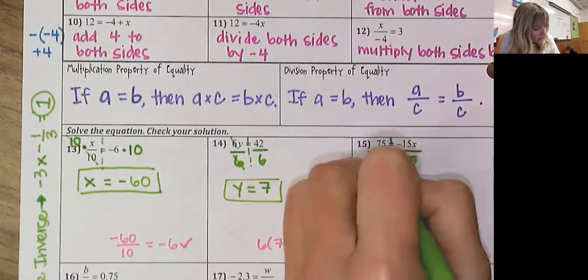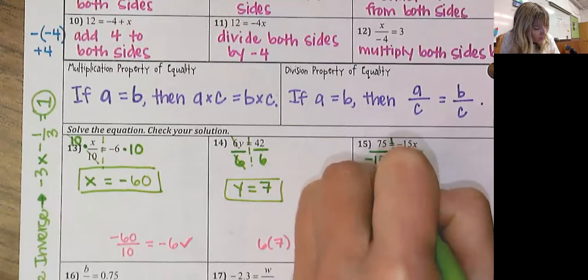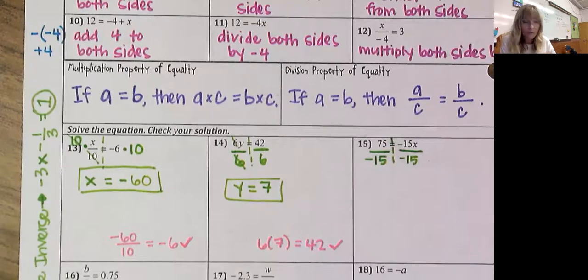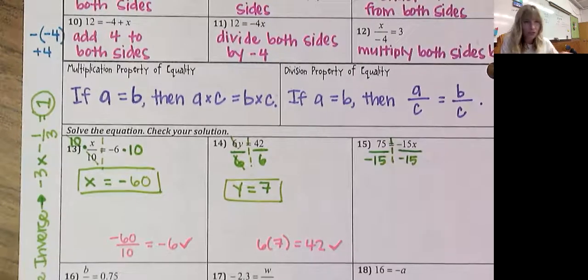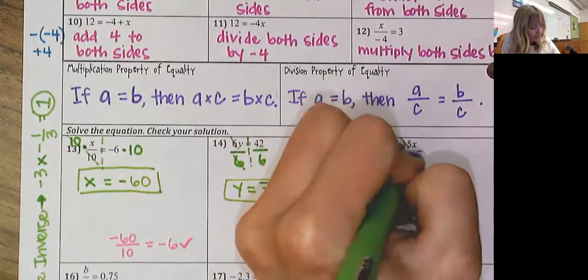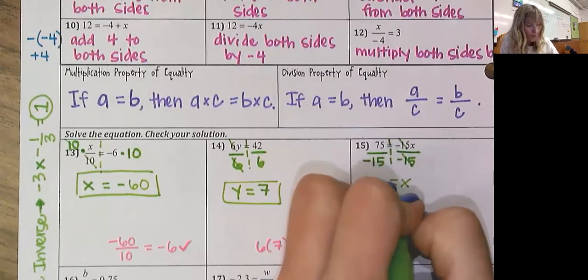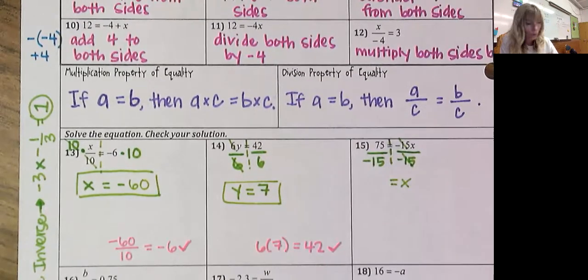I just did something to the Penelope side. I need to make sure I also do this to the Adeline side. Same exact number, same exact operation happening on both sides. This now divides to 1, which is exactly what I wanted, isolating the variable, 1x.